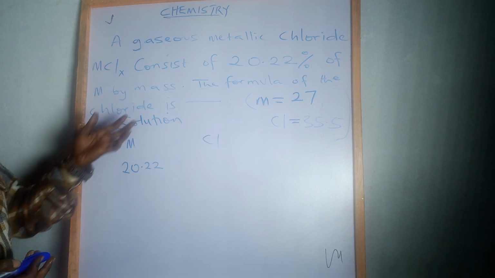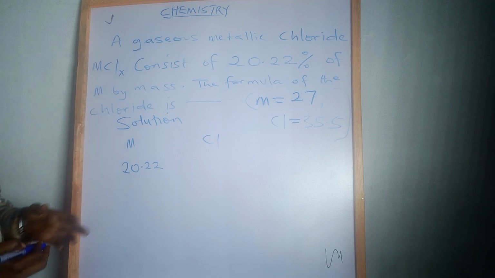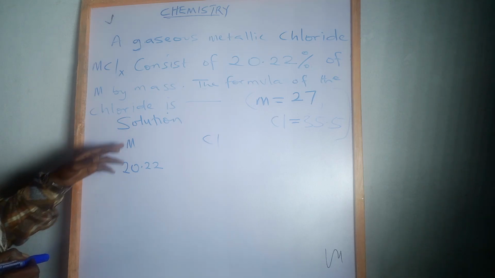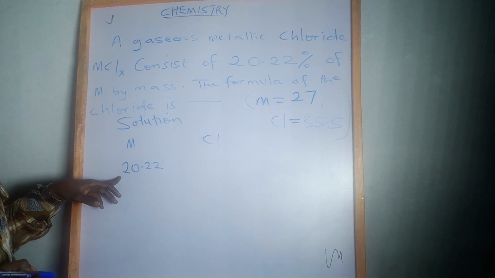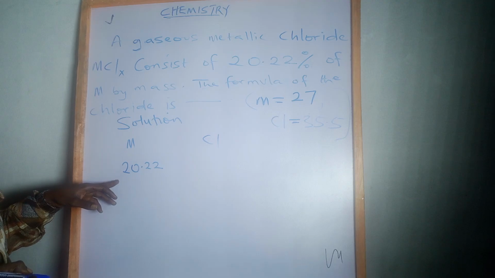So how are we going to calculate that of the chloride? Because the percentage composition by mass of the chloride is not given, not indicated. How you are going to do this is very, very simple. You just subtract the percentage for the metallic element from 100.